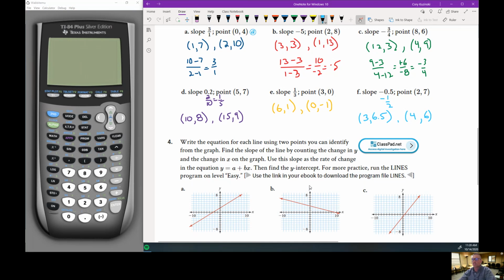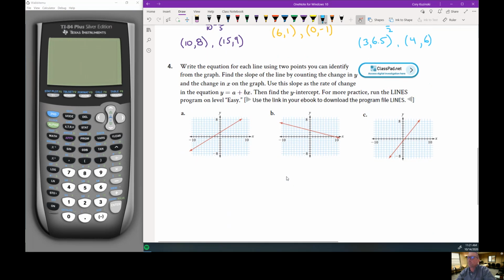Definitely chat message me or your teacher if you need some more help finding those or wanting to know if your point actually works. Now we're finally going to get to write the equation for each line using 2 points you can identify from the graph. Find the slope of the line by counting the change in y over the change in x. Use the slope as the rate of change in the equation. Yeah, then we got to find the y-intercept too.